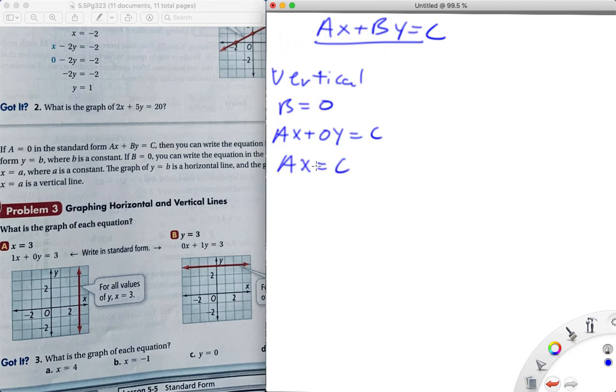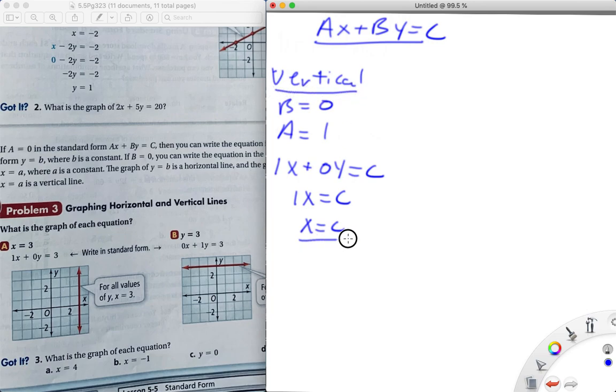And then, no, my fault. Also, A equals 1, always. So it's going to be in the form of 1x plus 0y equals C, right? That goes away. I have 1x equals C, and then the 1 goes away, and it's going to be x equals C, right? So this is a vertical line. The vertical line is always going to be the form of x equals C.